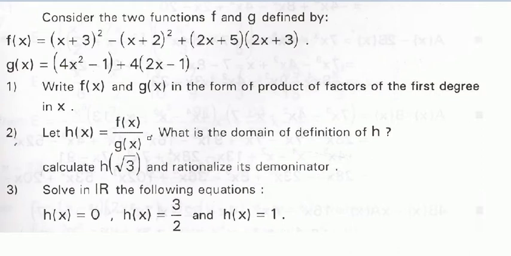Okay, as you can see, consider the two functions f and g defined by f of x equal (x plus 3) square minus (x plus 2) square plus (2x plus 5) multiplied by (2x plus 1). G of x is equal to (4x square minus 1) plus 4 into (2x minus 1). So we want to factorize f of x and g of x, and then define another function h of x which is equal to the division of f of x divided by g of x. Then calculate h of 3, find the domain of definition, solve in R.